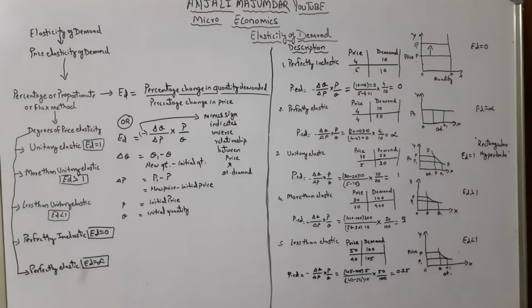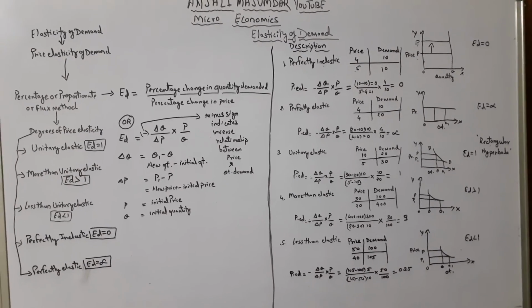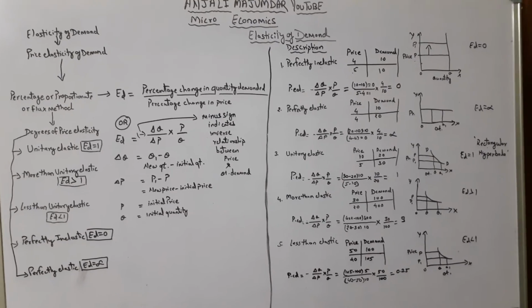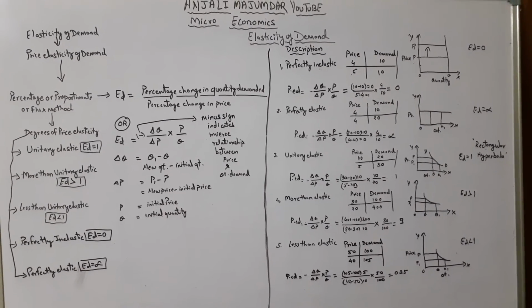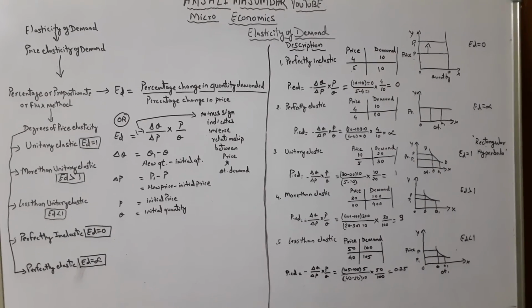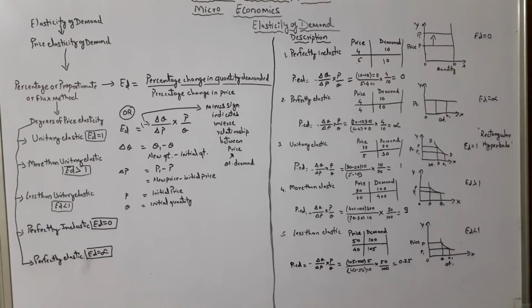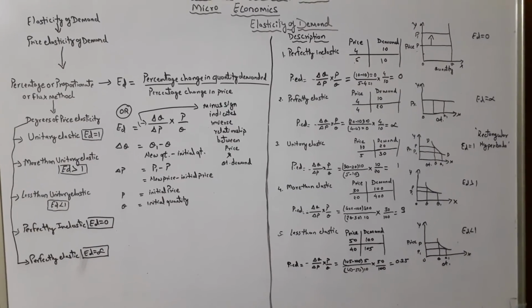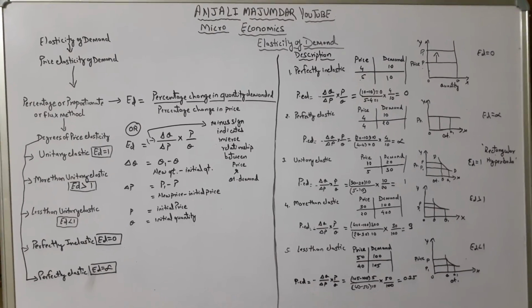Now look into the diagram. The x-axis represents quantity and the y-axis represents price. So you see here the change in price is greater than the change in quantity. It is just the opposite of more than elastic. That means the price is changing by a larger percentage than the change in demand.